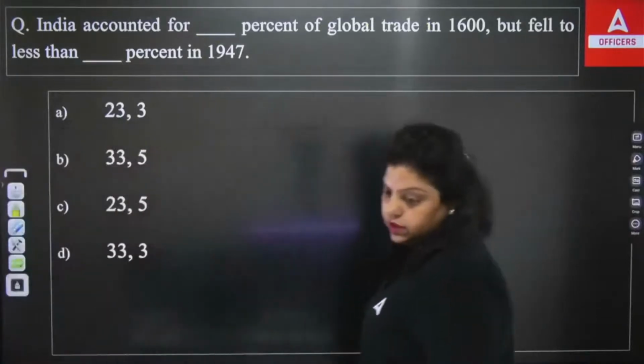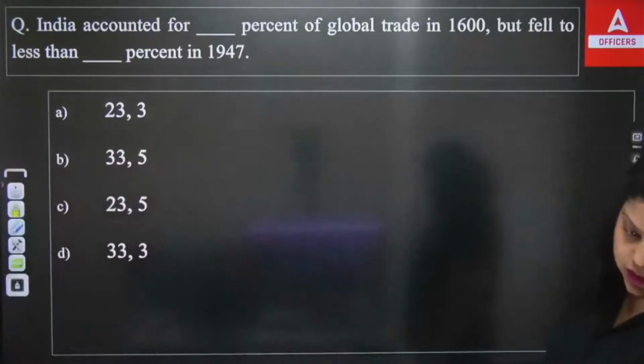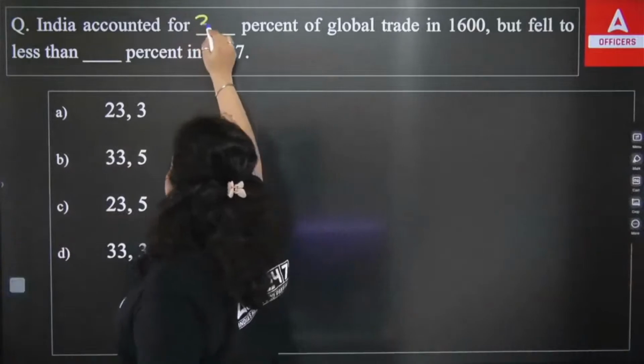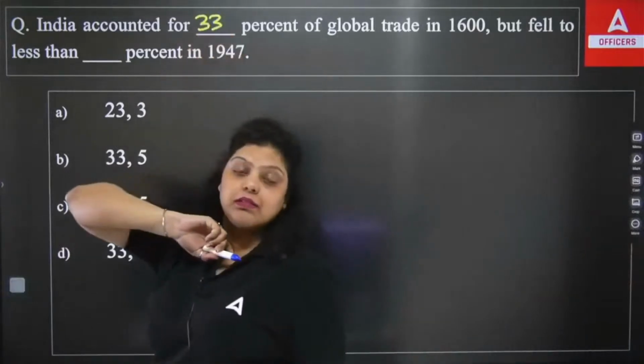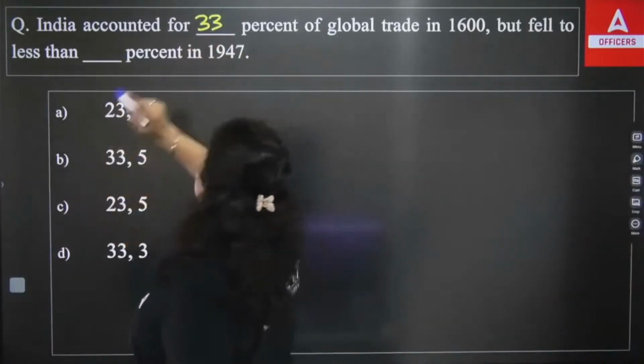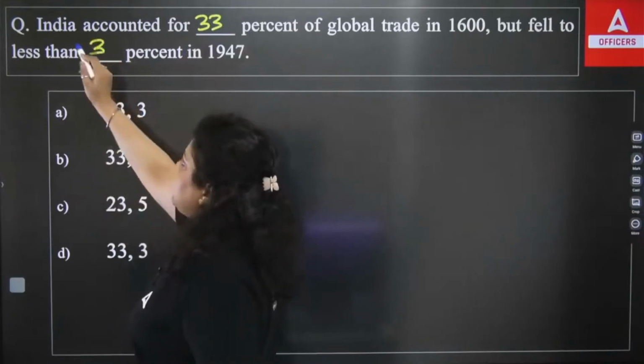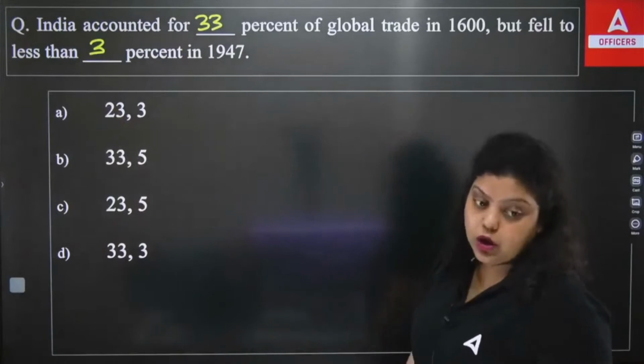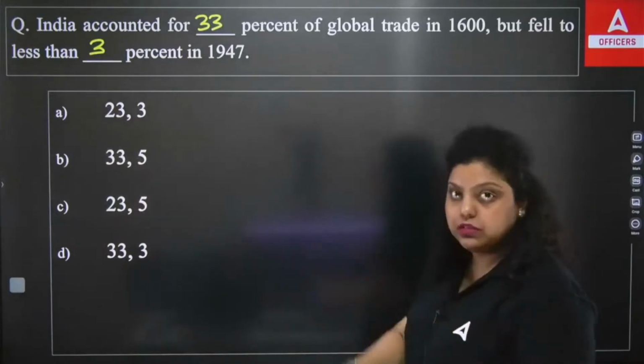23.3, 33.5, 23.5 or 33.5. So the right answer here is actually that at the time of 1600, India contributed 33% of the global trade. And here, at the time of independence, we only remained 3% of the global trade. Now you can see how big a difference it is.